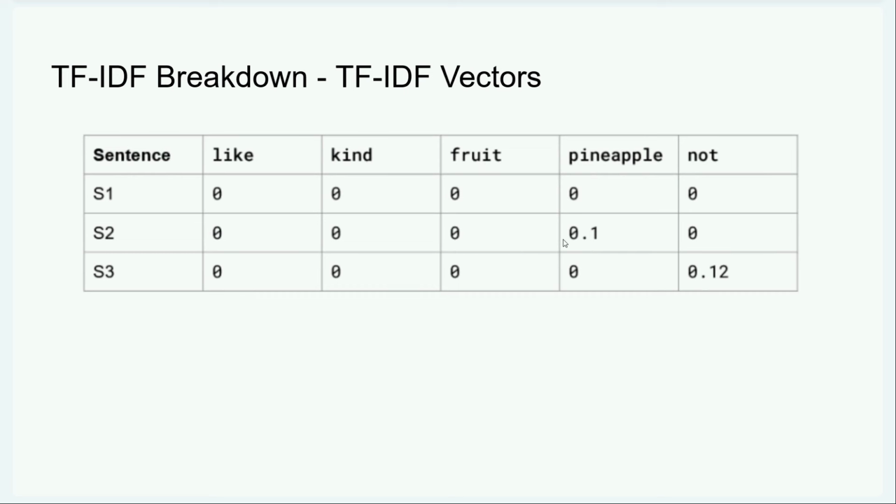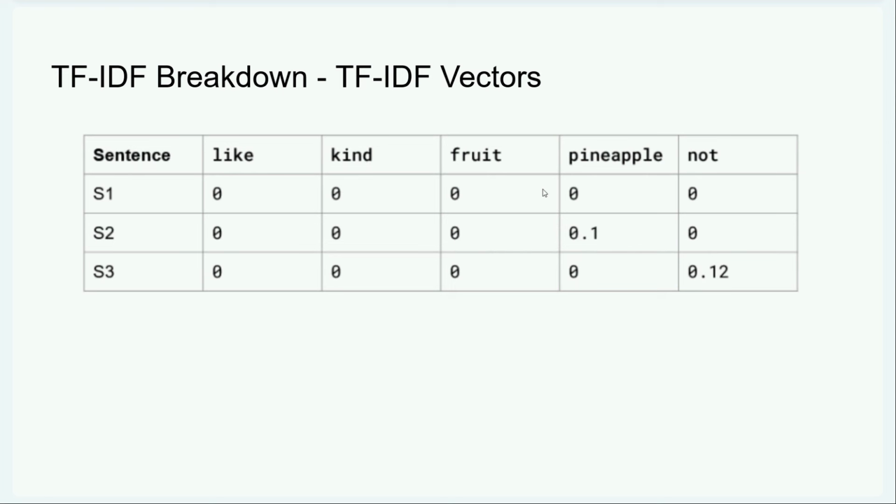So this value is 1 by 5 multiplied by log 3. So it comes out to be 0.1. This value is 1 by 4 multiplied by log 3. So 0.12.